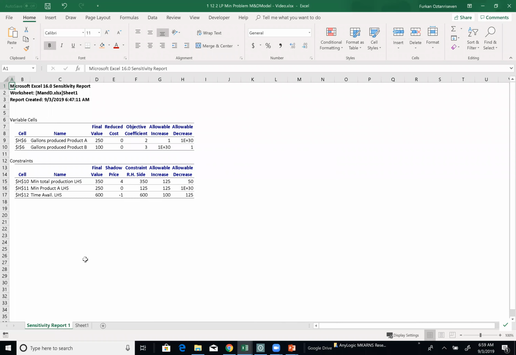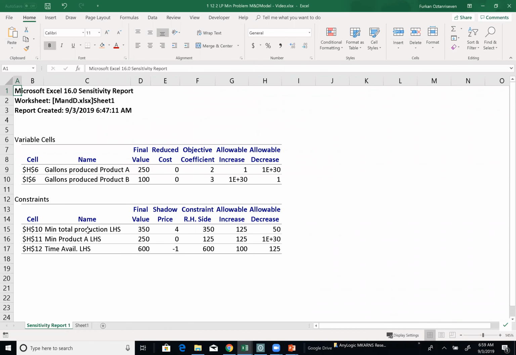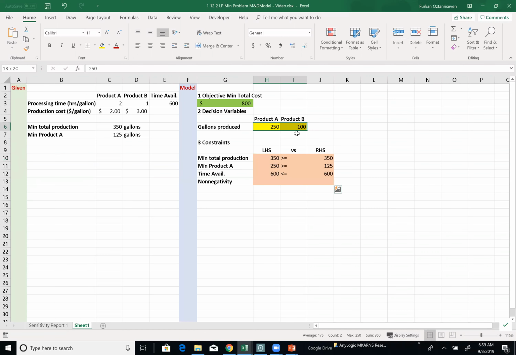So we create a sensitivity report using Excel. So what does this report tell us? Let's go step by step. As you see here, these are the variables that we have: gallon produce A and gallon produce B. And basically these values right here are the decision variables values that we calculated. If you go back to original model, these are same as your decision variable values.